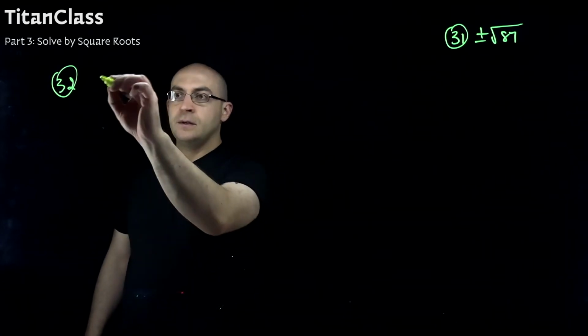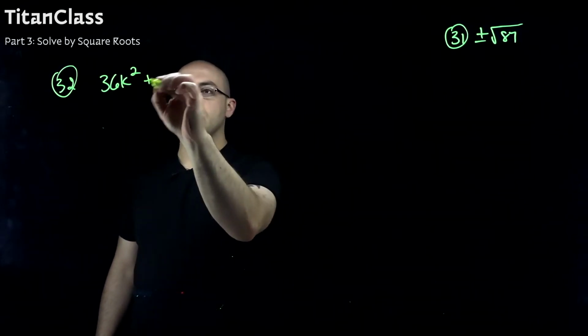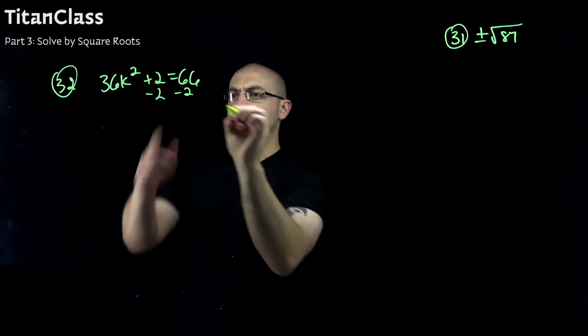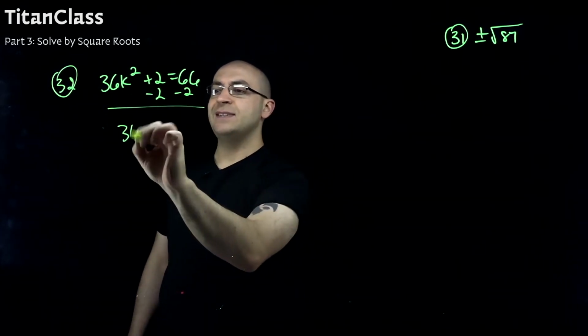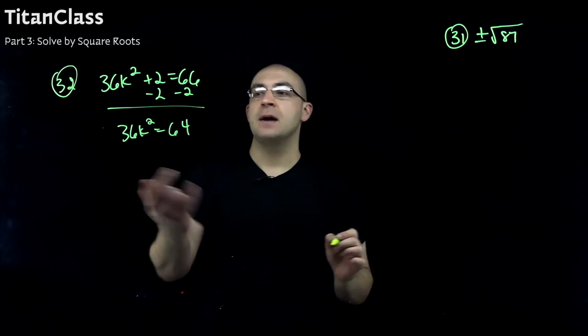32. 36k squared plus 2 equals 66. I don't know why 2 happens so often. That's so weird. 36k squared equals 64. 2 perfect squares. All right, this is good.